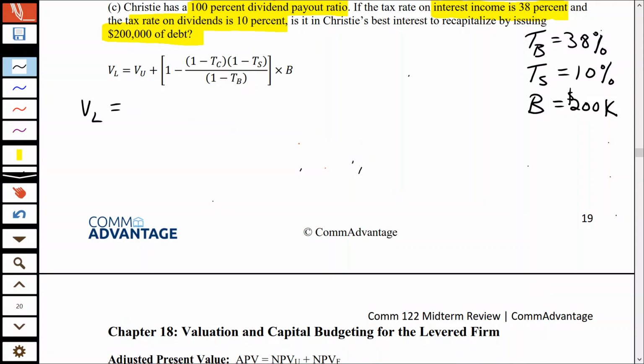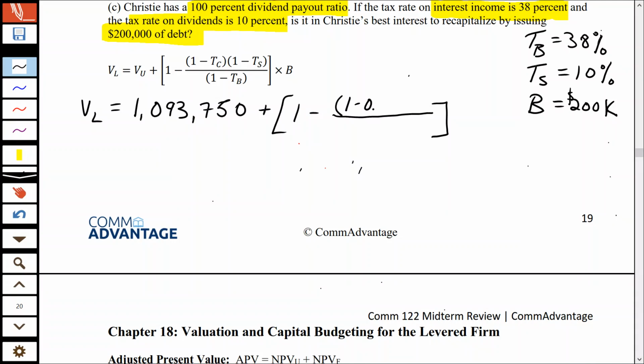So VL is equal to VU. We calculated initially that VU, when the firm was unlevered up in part A, the firm had a value of $1,093,750. Now we add to that the term in brackets, so it's 1 minus, and we get all of these expressions in order with the various tax rates. One of the most important parts here, of course, is making sure that you have the right tax rate being plugged into the right spot. So always take that extra second or two to make sure that you know which tax rate is which.